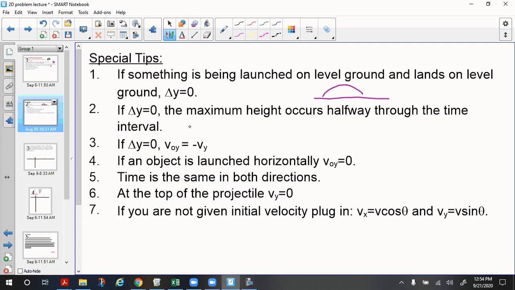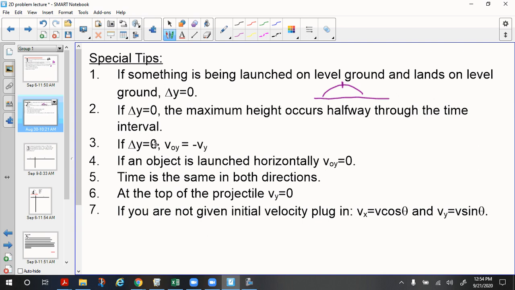If delta Y is 0, the maximum height occurs halfway through the time interval. A lot of times you'll be asked for the maximum height, how high something goes. And if delta Y is 0, then you have the same amount of time up and the same amount of time down. So you know that halfway through you're at the maximum height because you have the same acceleration the whole time. If delta Y is not 0, that's not the case, so be really careful.